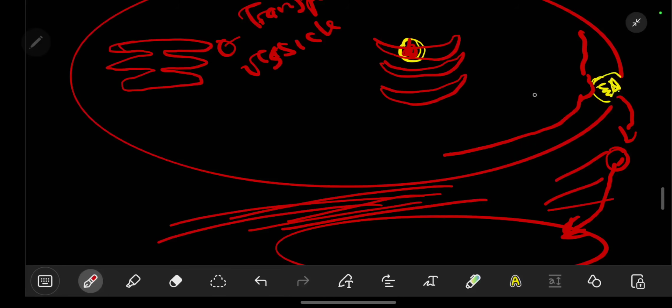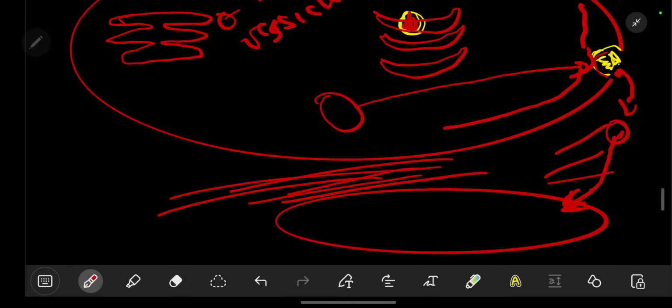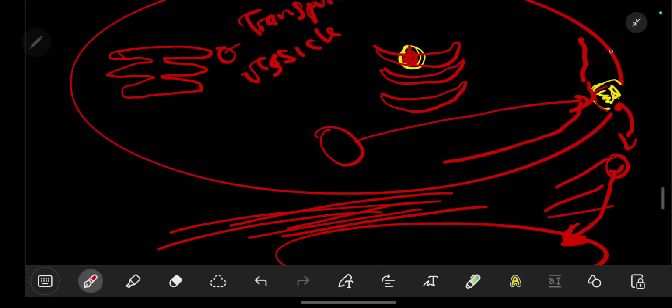So the release of these materials, as the secretory vesicle moves there, is called exocytosis, because there is the release of substances outside the cell. Then when this enters another cell, this is what we are going to call endocytosis. So when those materials enter a neighboring cell, that is endocytosis.